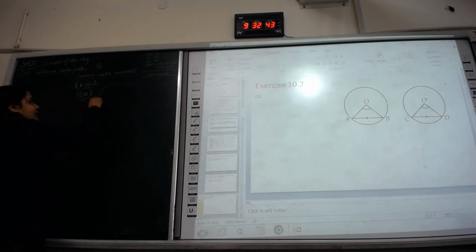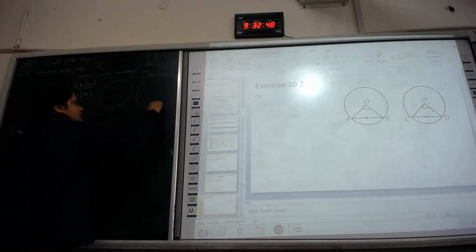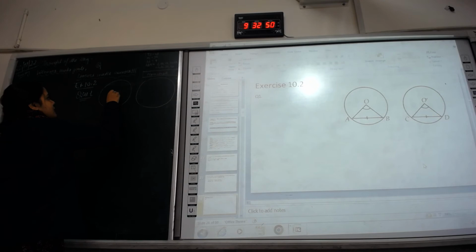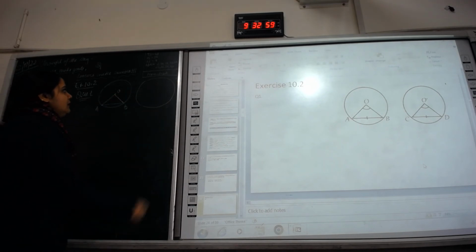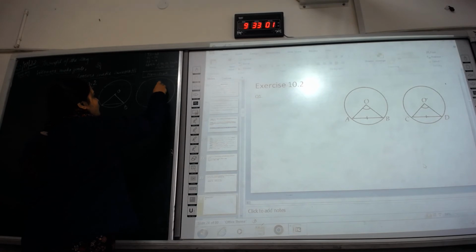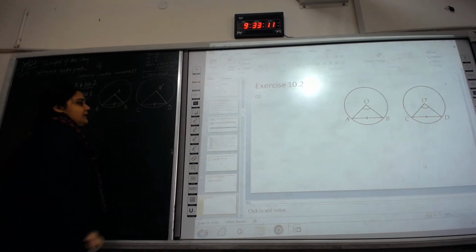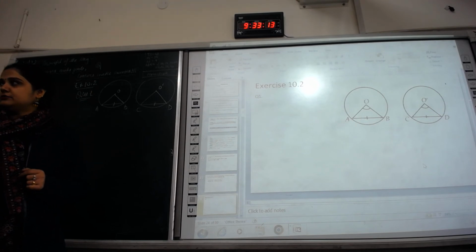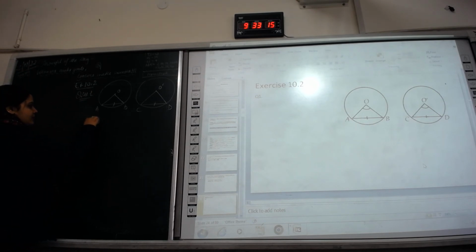You have two congruent circles. This is the center O. This is the chord AB. Although you can draw the figure from the board as well, from the panel. And this is another circle with O dash as the center, and this time the chord is CD. And you are given that these two chords are equal. Alright, so what is given?